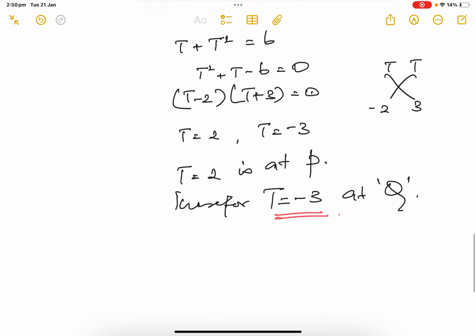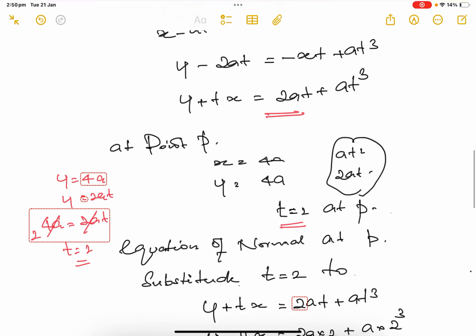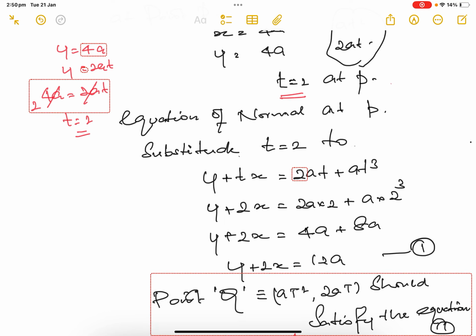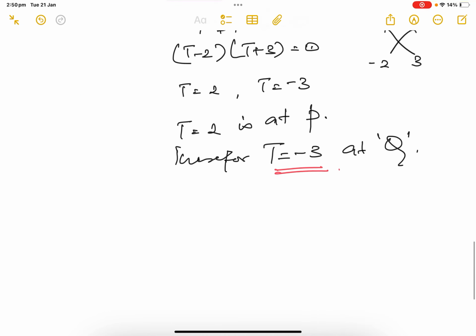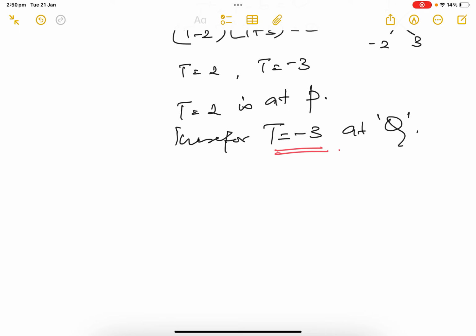But they ask us to prove t equals minus 3 at Q. Because t equals 2 is at P, because we proved it. Even though small t and capital T, the t is 2 at P. So that's not what we want. So the other value is the right one. Therefore, t equals minus 3 at Q.